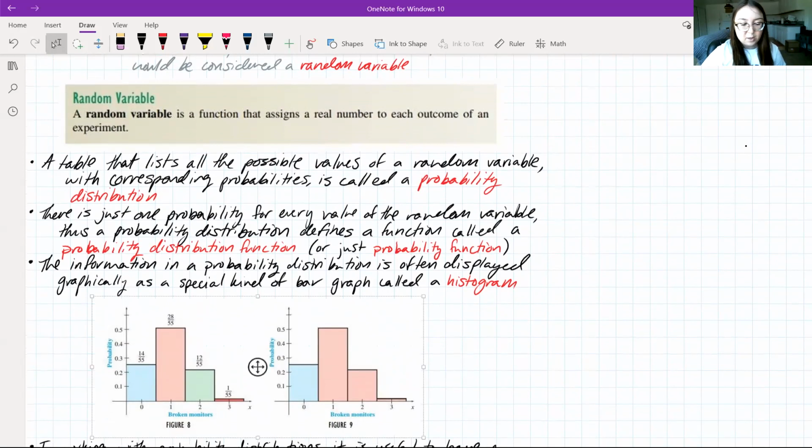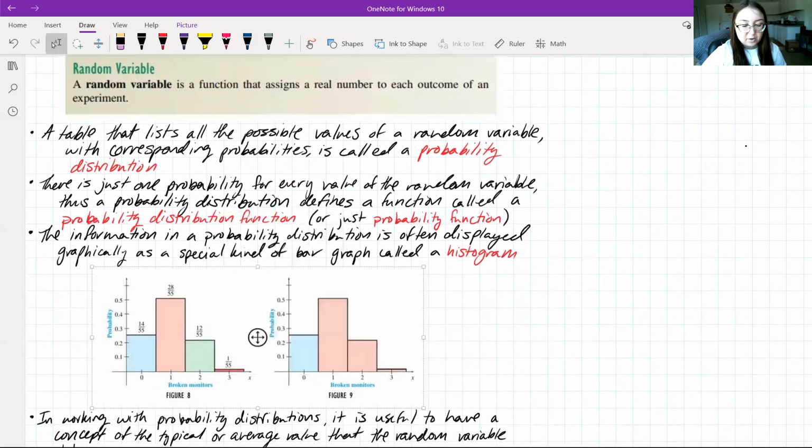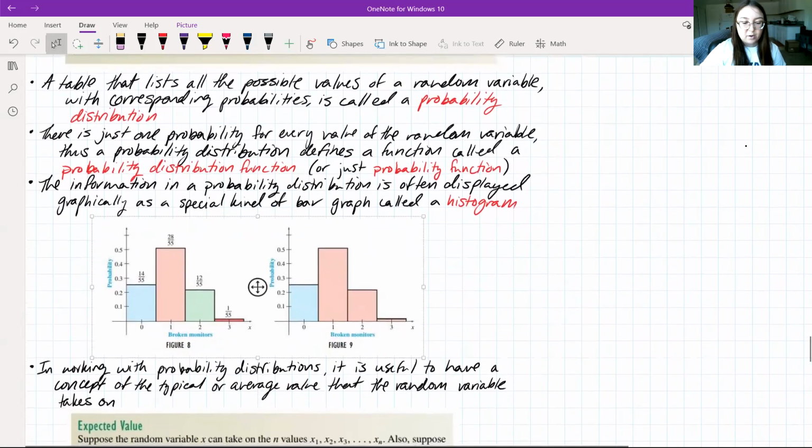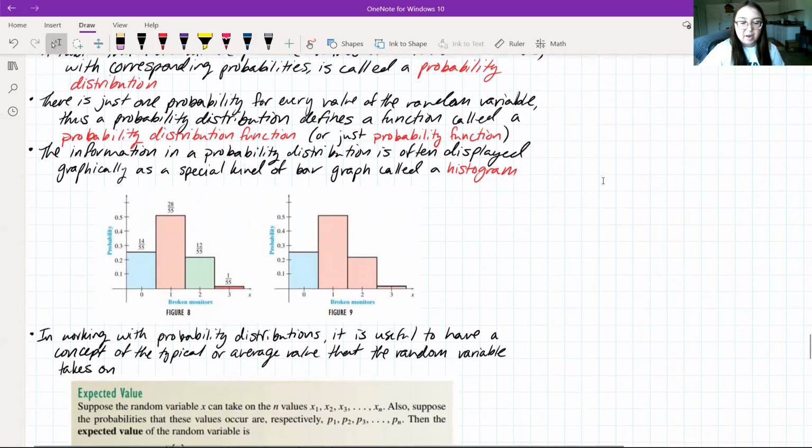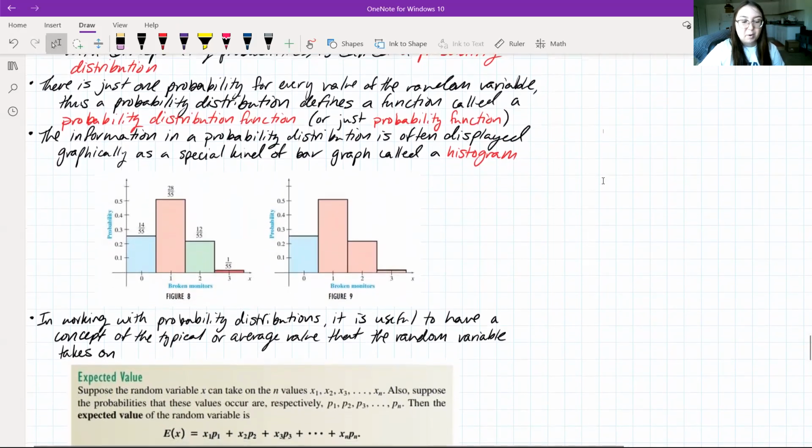So a table that lists all the possible values of a random variable with corresponding probabilities is called a probability distribution. There is just one probability for every value of the random variable. A probability distribution defines a function called a probability distribution function, or just a probability function. The information in a probability distribution is often displayed graphically as a special kind of bar graph called a histogram. So we see here in figures 8 and 9, we have 2 different histograms.